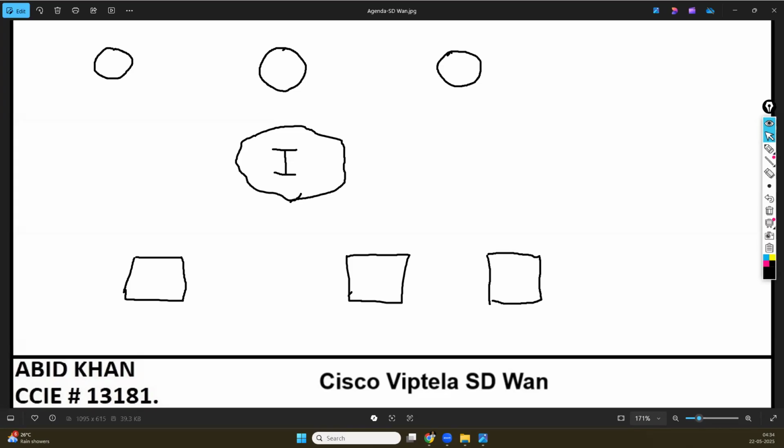So welcome back, guys. Here we are discussing Cisco Viptela SD-WAN. In Cisco Viptela SD-WAN, we have the controllers, right? We have three different kinds of controllers. For management, we have a controller, and this management controller is called vManage. The software is known as vManage.